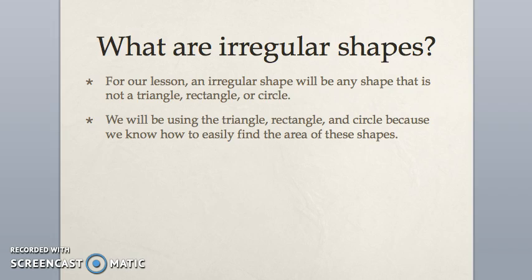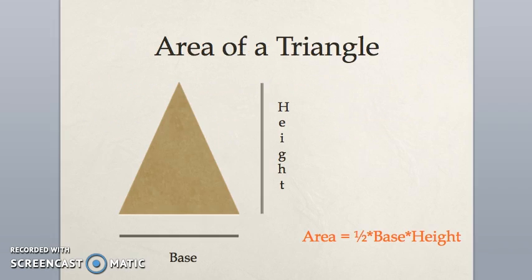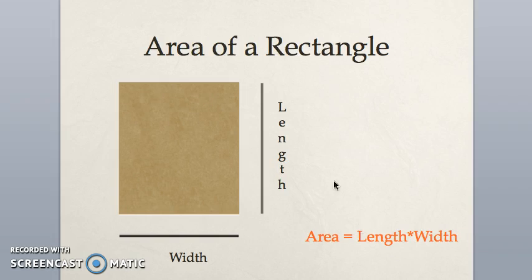Now let's go ahead and get a recap of how you find the area of these shapes. Okay, so we have the area of the triangle. As you can see here, we're looking at the base and the height of the triangle. And the area of the triangle equals 1/2 times the base times the height. Now for the area of a rectangle, we have the width and the length. So the area is equal to the length times the width.